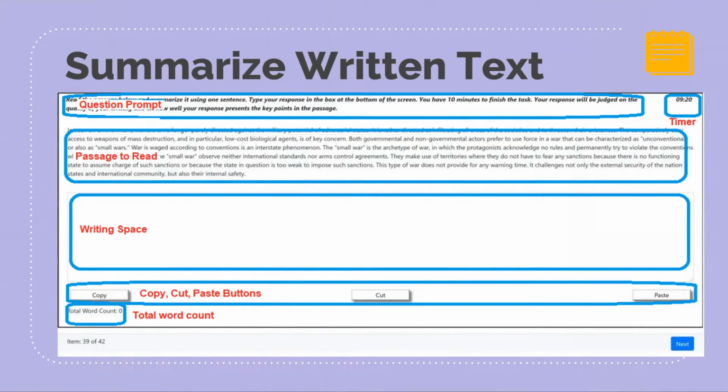For summarize written text, you will see the question prompt at the top, which is nothing but the instructions about how to attempt the question. Next to it, you see a countdown timer, which will show you the remaining time for that particular question. Then you have a reading passage, which you need to summarize in 1 sentence between 5 and 75 words.